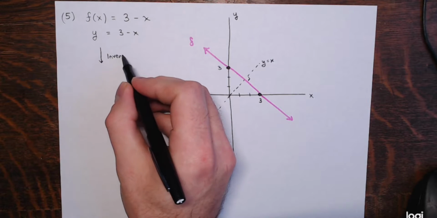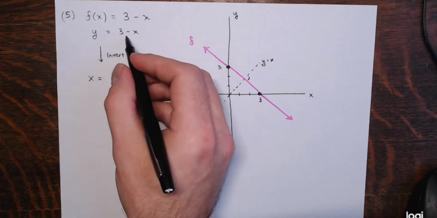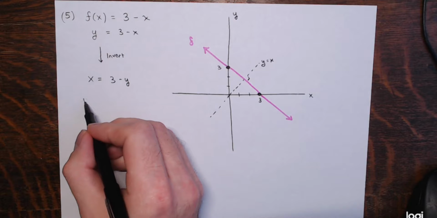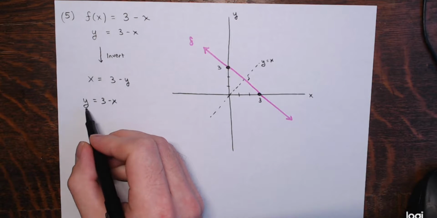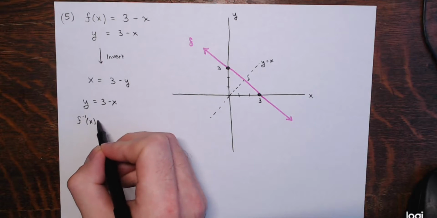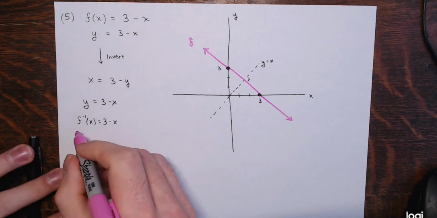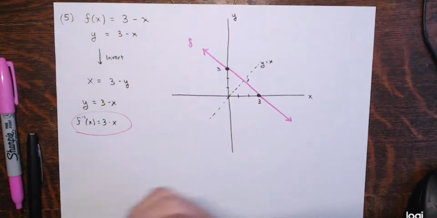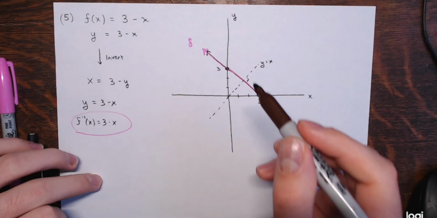So I'm going to invert here, meaning change y's to x's and x's to y's, so x equals 3 minus y, and then I solve for the new y. Well, it'd just be y equals 3 minus x. And this y, remember after inverting, this y represents f inverse. Right, and it's the exact same function. So, if I were to draw that again, it would be right on top. They're the same exact thing. So this function is its own inverse.